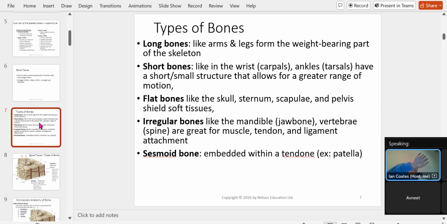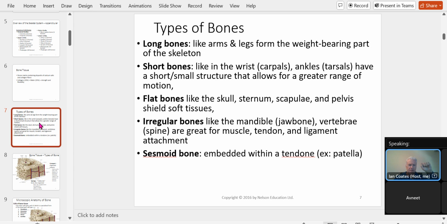Short bones, like in the wrist, okay? Those are called carpals. In the ankles, they're called tarsals. There are short, small bones there, like the lunate and all these ones, which I'm not going into. But just look at the motion.